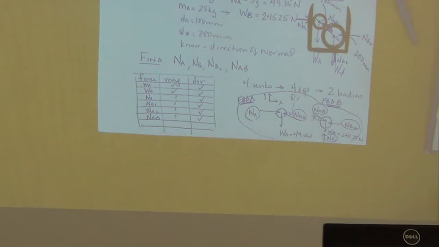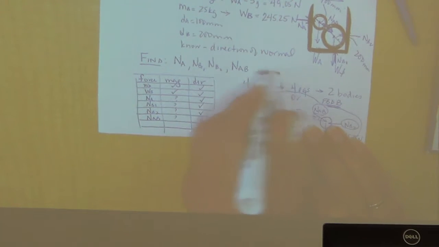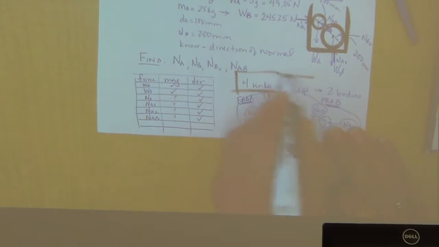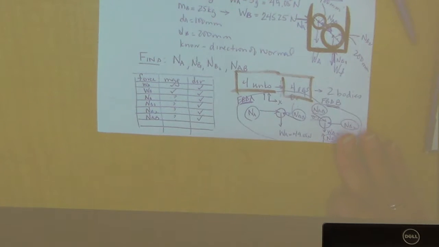So the key here is that once you draw the table, you know how many unknowns you have. And that tells you how many equations you have. So you definitely need to get 4 equations. And how could you get those equations?